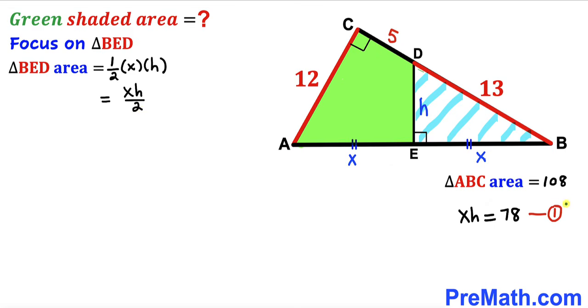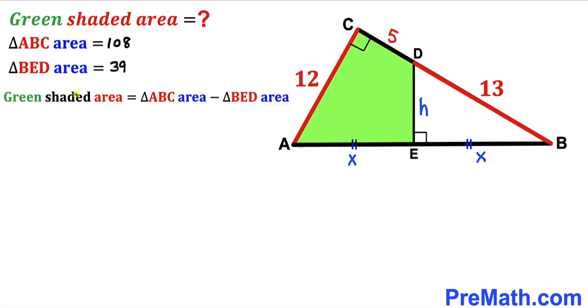And now let's focus on this equation 1. We know our x times h value is 78. So therefore I'm going to substitute x times h value 78 over here. So therefore that is going to give us 78 divided by 2, which is equal to 39. So thus the area of this triangle BED turns out to be 39. And here's our final step.